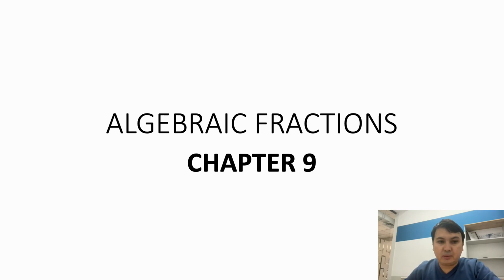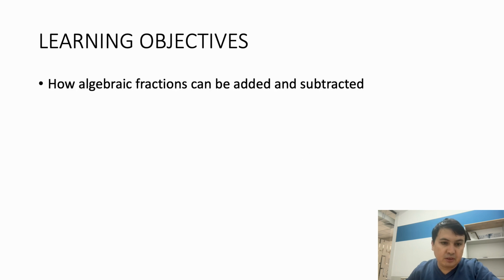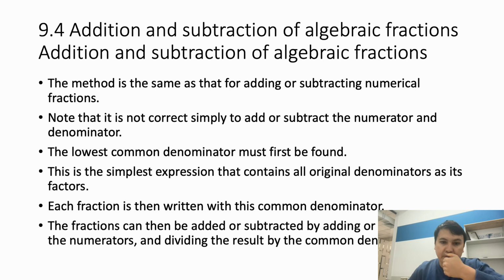Okay, so we are still on chapter 9. Today we want to consider how to add and subtract two algebraic fractions. It's very similar to how we did the usual fractions, like 1 over 9 plus 2 over 5, right? What you do is you bring them to the common denominator.